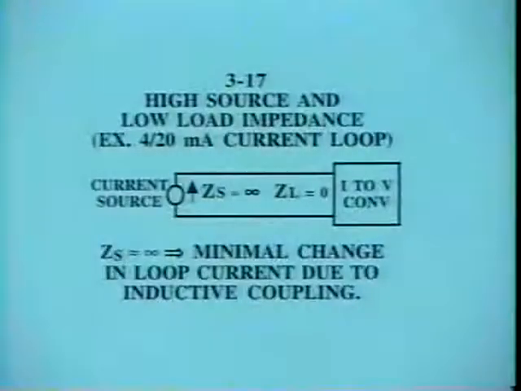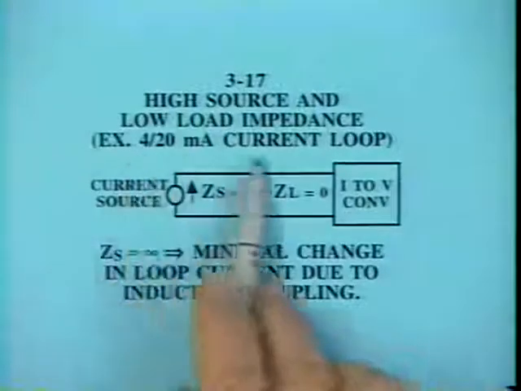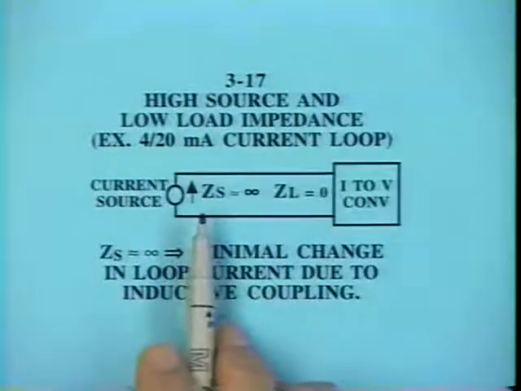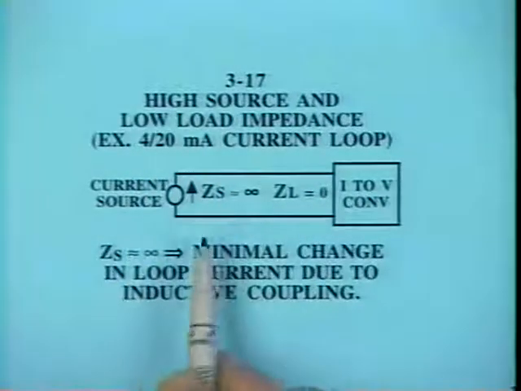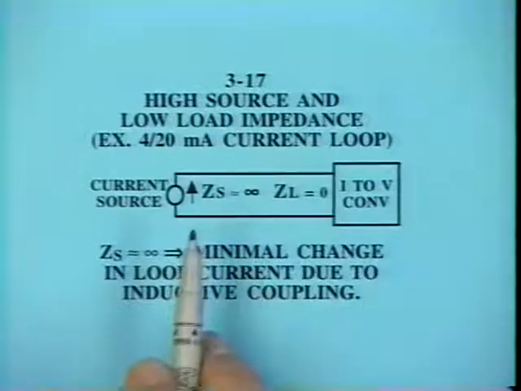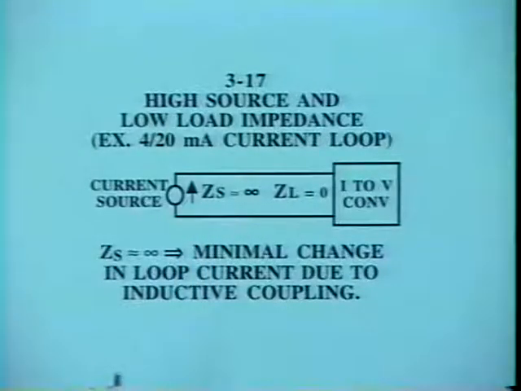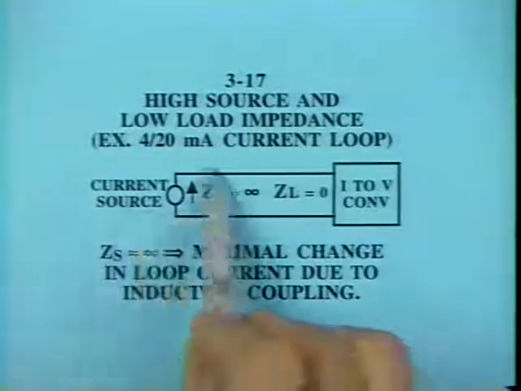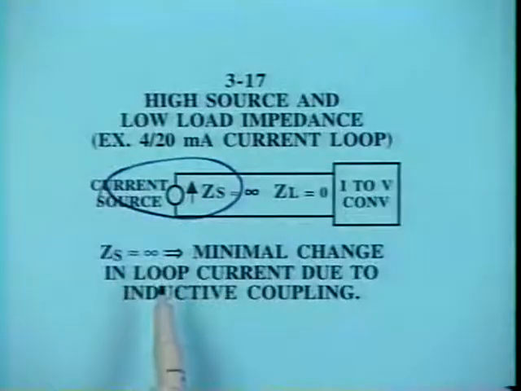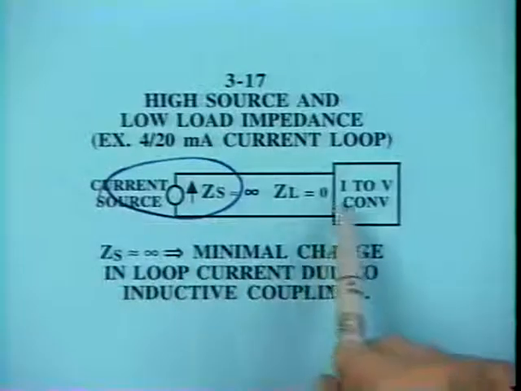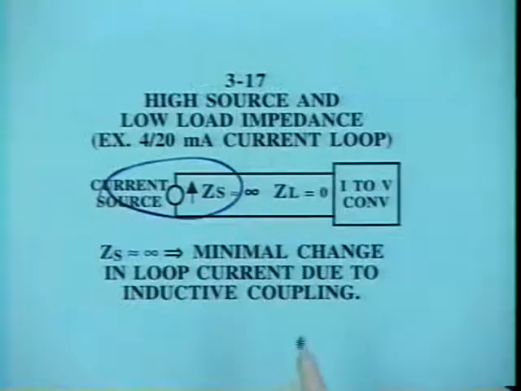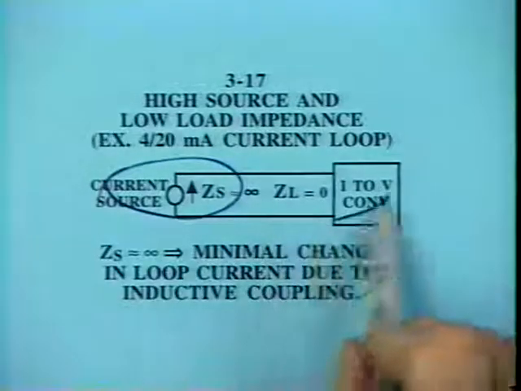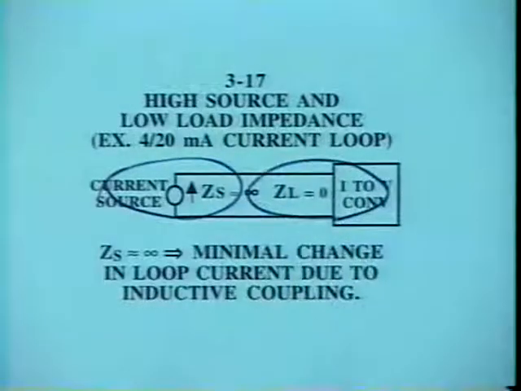What if we had a current-driven circuit, like a 4 to 20 milliamp current loop? Well, in this case, we're dealing not with voltage now, we're dealing with current. The signal level is in the form of a current. We have to keep that in mind. The source impedance in this case has a high impedance, ideally infinite or very high, and the load is just a current to voltage converter, which in the case of an op-amp could be a very low resistance. So the impedances we're dealing with now are just the opposite of what we had in the previous example.